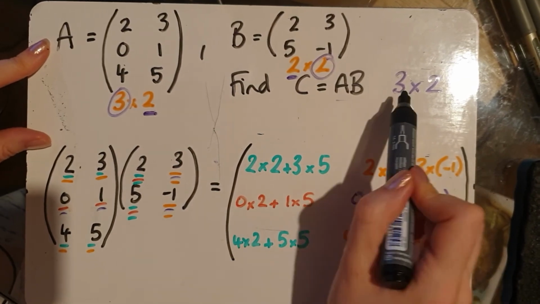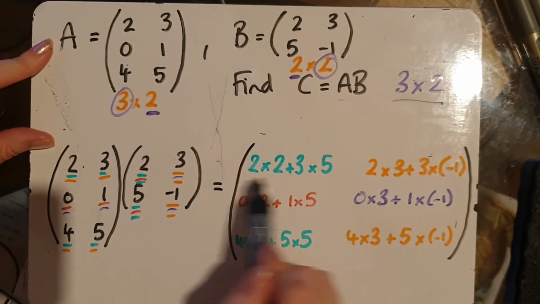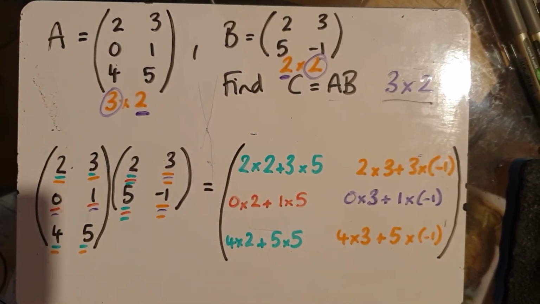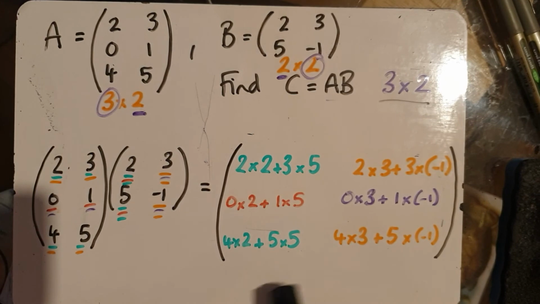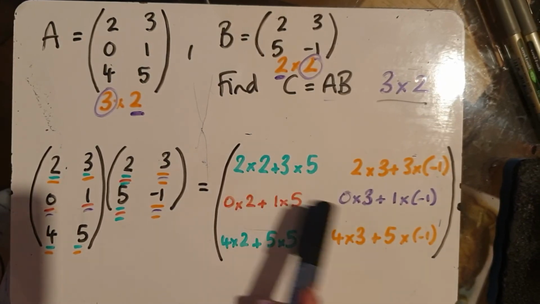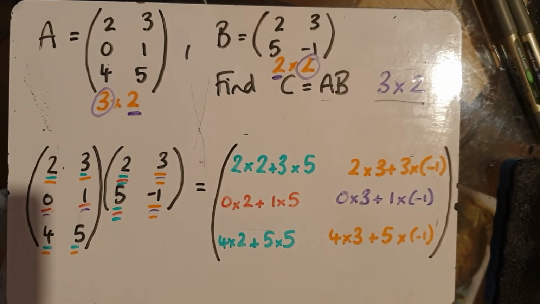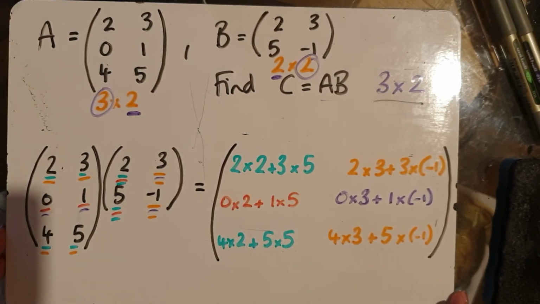And let's just double check. I've ended up with a 3 by 2 matrix. I've got 3 rows and 2 columns. So yes, I have. The final step now would be working out each of these numbers.